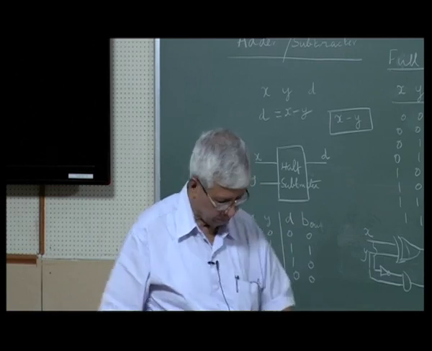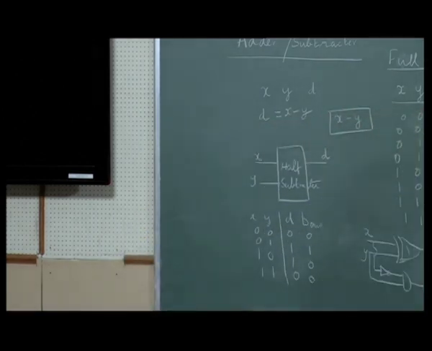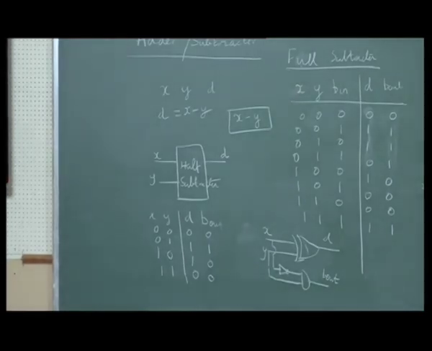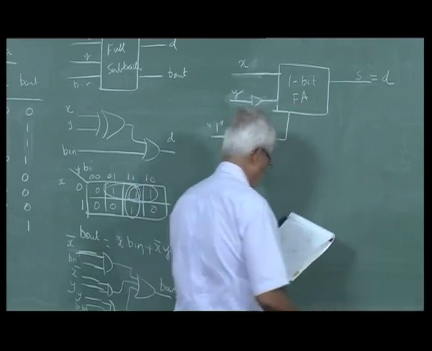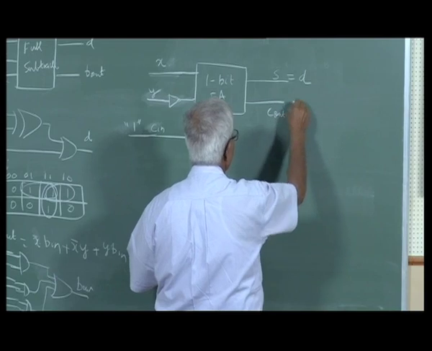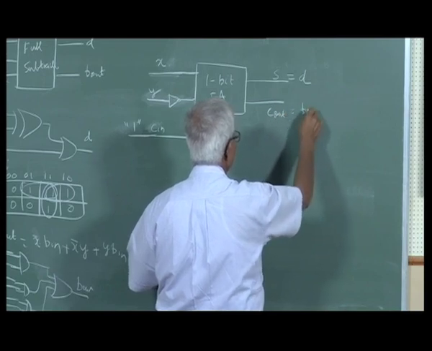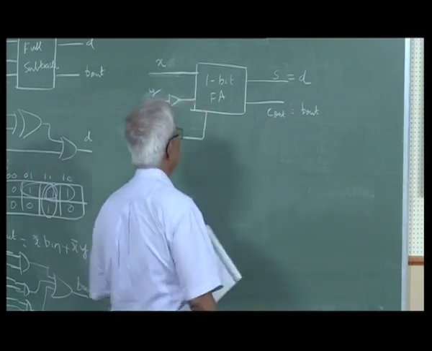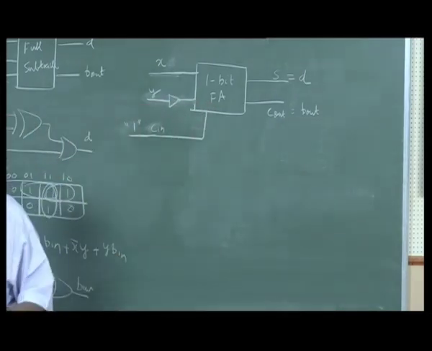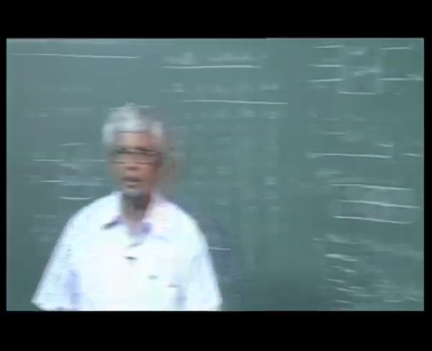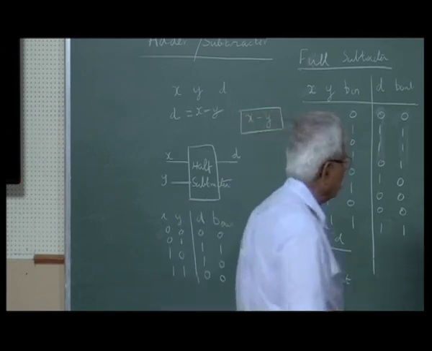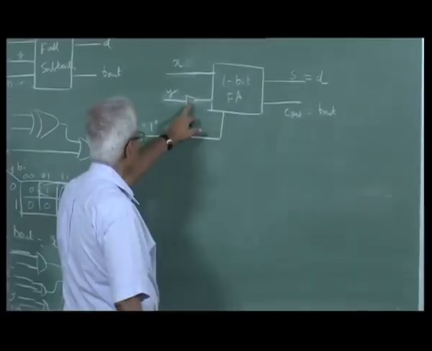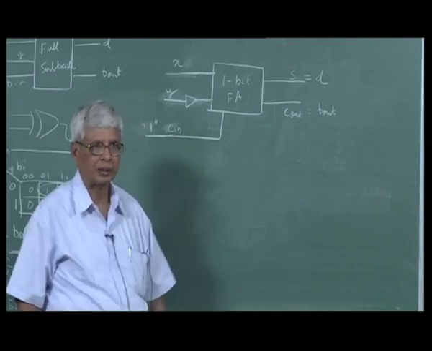Then we will have what you call a sum as D, and what you call as carry as B out. Is this not very simple? Instead of doing 2 sets of logic, writing the truth table, etc., all you have to do is to invert this Y bit for subtraction.